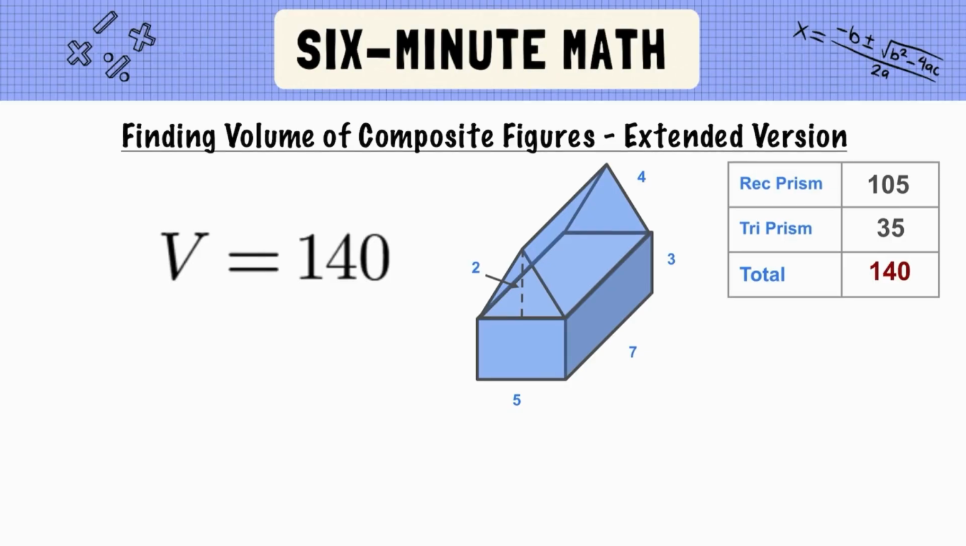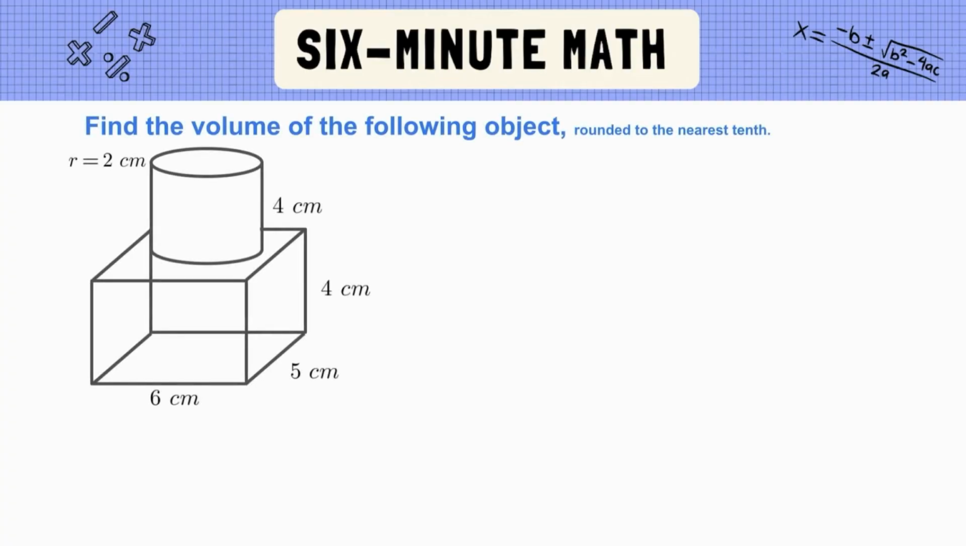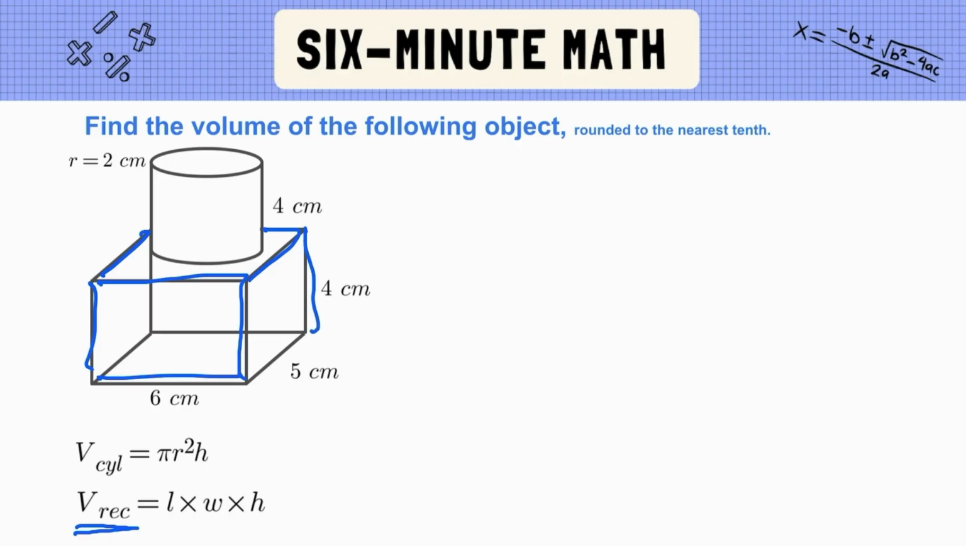So let's check out another example here. We are going to find the volume of the following object, rounded to the nearest tenth. For this composite shape, we have 2 three-dimensional objects. We have a rectangular prism and a cylinder. We'll do the rectangular prism here in blue, so we're just going to shade that to keep organized with my shape. And let's do that cylinder in red.